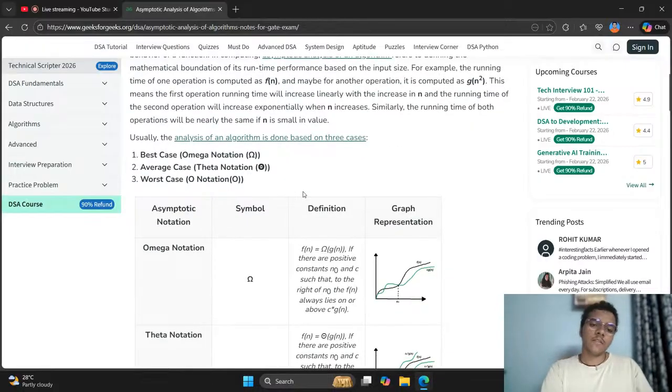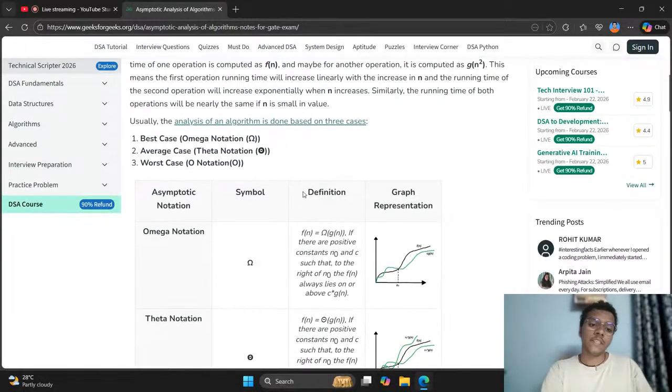Usually, the analysis of algorithm is done based on three cases: best case, omega notation.